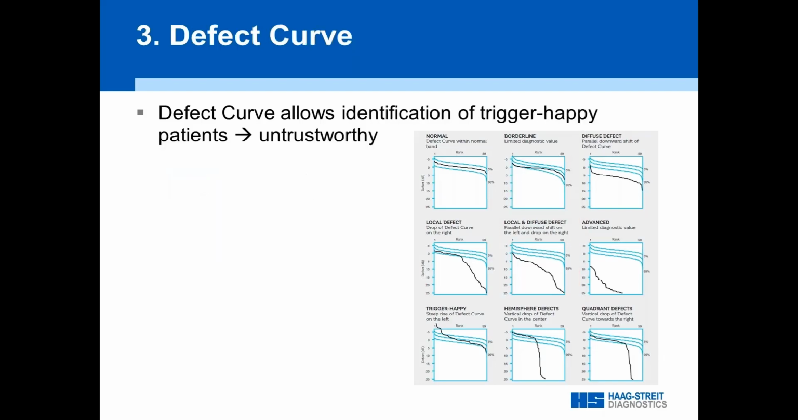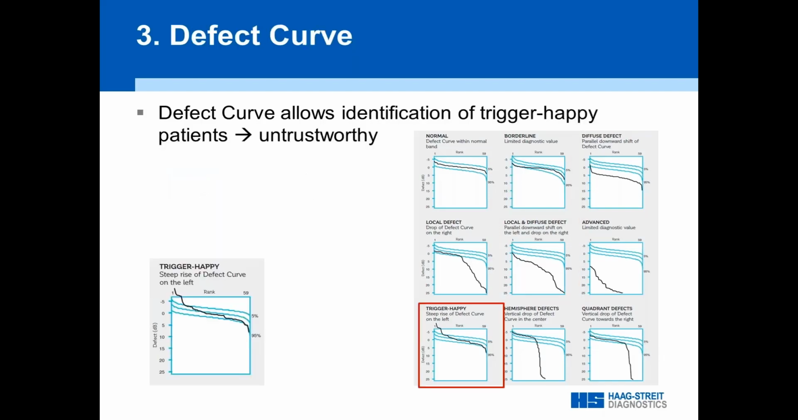And the defect curve is also useful to identify trigger-happy patients. These are patients that just keep clicking no matter what, either because they fake it or because they get into a rhythm. With the dynamic strategy, they overshoot on the left. If you see this, it's a clear sign of a trigger-happy patient, which typically comes along with high false positive rates.